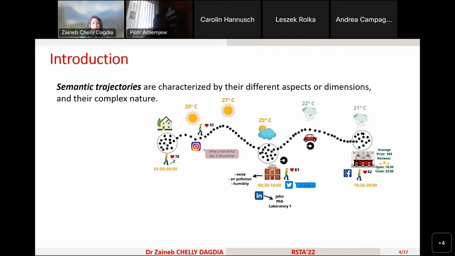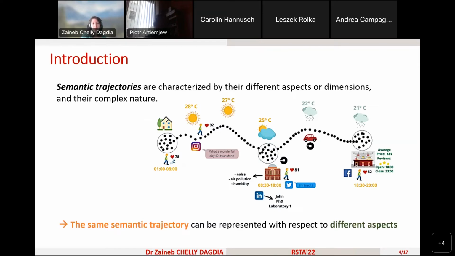So this is a very simple example of a semantic trajectory. You can see here it's very rich in terms of semantics. We can have different information tied to the weather forecast, for instance, our emotion at a specific time, at a specific place, the means of transportation that we have, how we vote for, for instance, a restaurant, etc., etc. So we have several aspects that enrich the semantic trajectory.